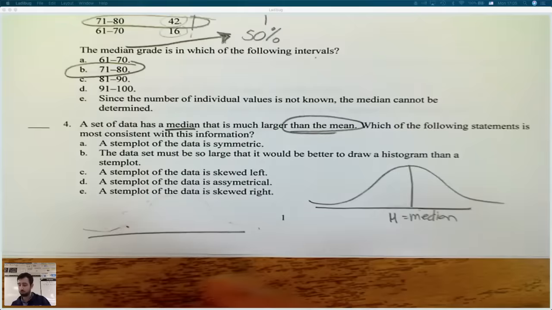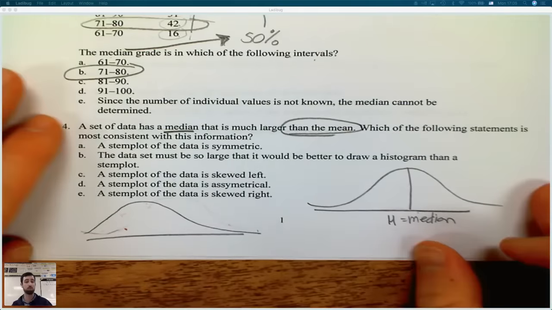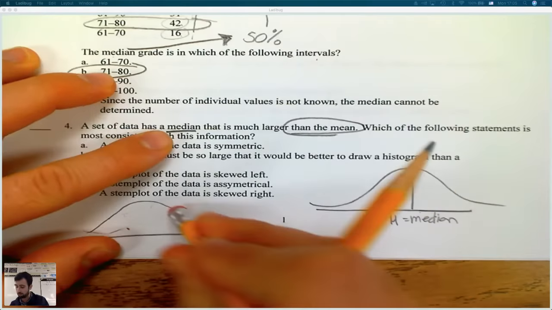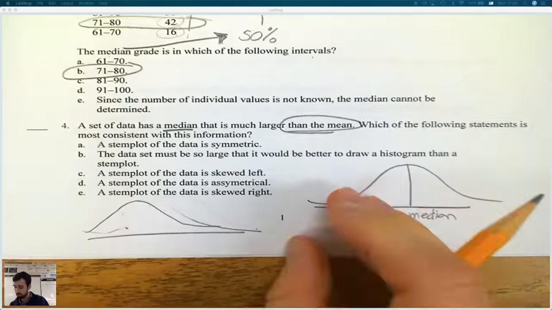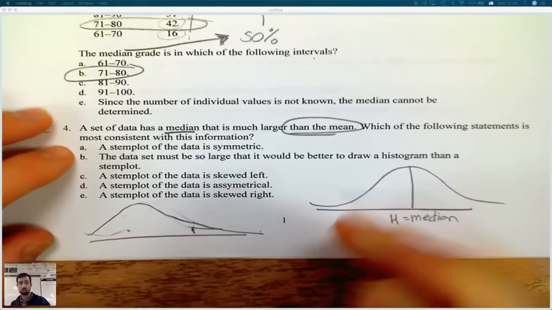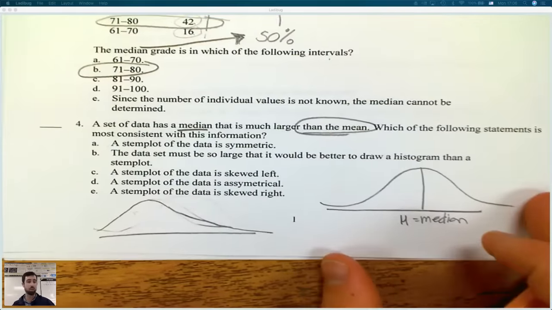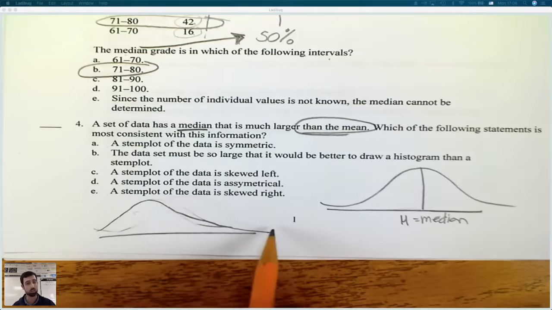If we have something that's skewed, let's say, to the right, remember skewness, and that's not totally skewed to the right. Let's make it a little bit more obvious. Something like that. If you have something that's skewed, and remember, skewed to the right, I just go with the tail. Wherever the tail is, that's the skewness of it. So this is skewed to the right.